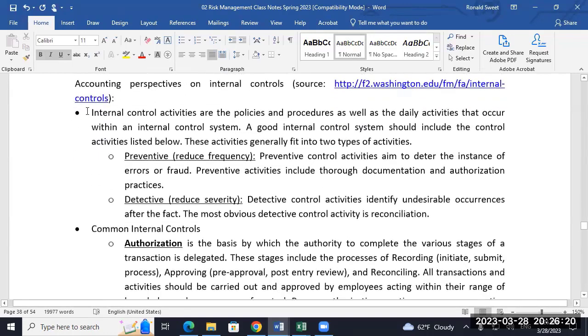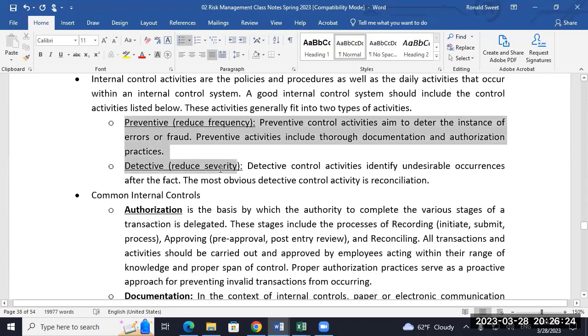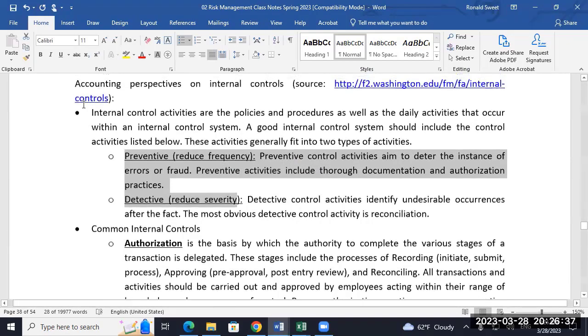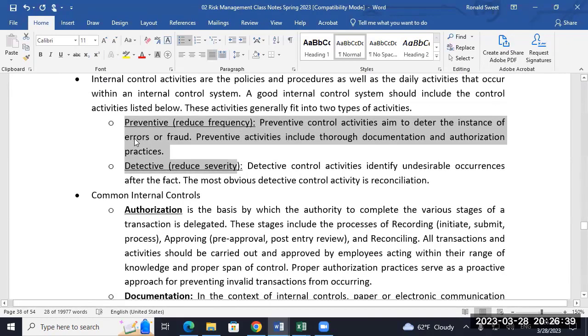You've had this in your accounting classes, internal controls. They're either focused on frequency or severity. So preventative controls, you're trying to keep the thing from happening, you're trying to reduce frequency. Detective controls, you're trying to reduce severity. They're both in place.